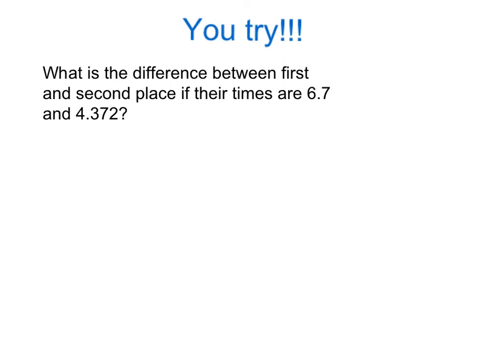You try. What is the difference between first and second place if their times are 6 and 7 tenths and 4 and 372 thousandths? Look at your keyword. Solve this problem. Make sure you line up your decimal. Put the answer to this problem on Edmodo along with an explanation of how you got it, and I will get you your grade.